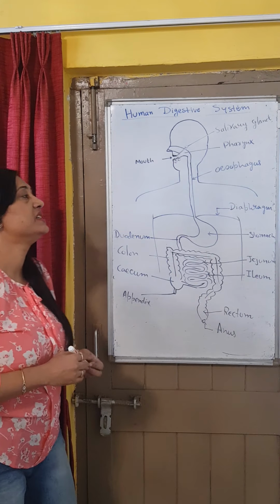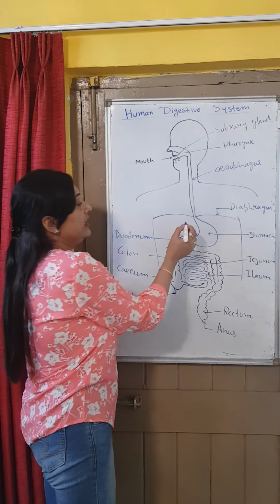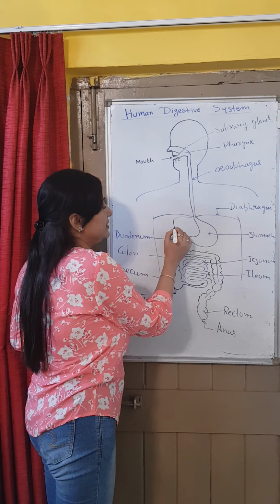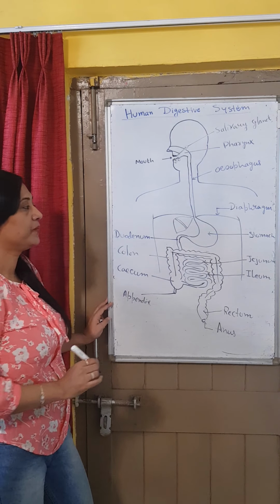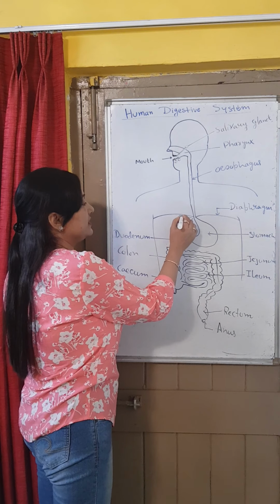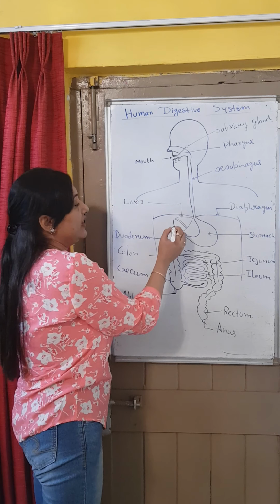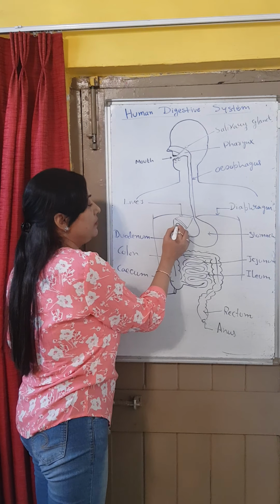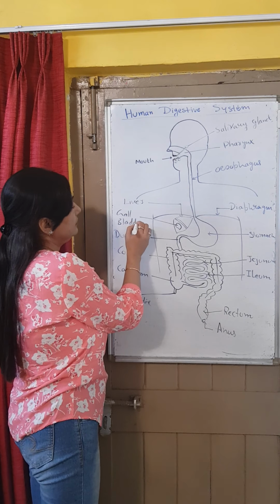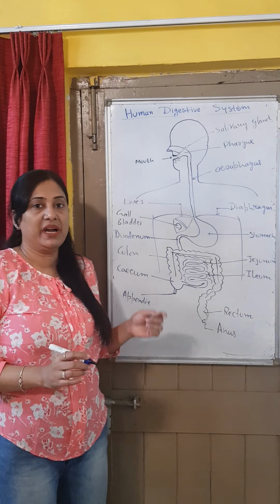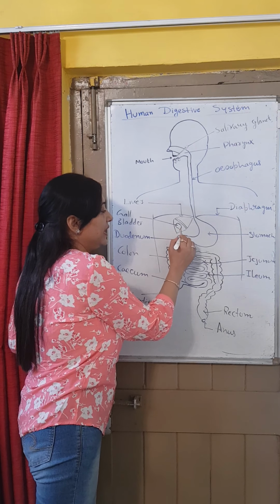The next gland present in our digestive system is the liver, which is the largest gland of the human body, located just below the diaphragm near the stomach. The liver is a bilobed structure, so we will show the lobes like this. The liver secretes bile. This is the liver. The bile is stored in a sac-like structure called the gallbladder. So this is the gallbladder that stores the bile. Then the bile is sent to the duodenum through a bile duct.